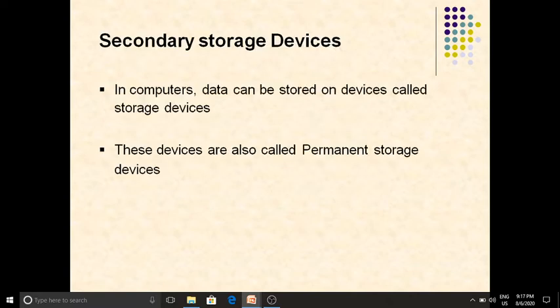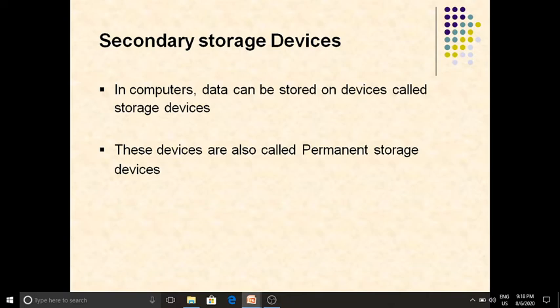Now let us go to the next slide. In this slide we are discussing the topic secondary storage devices. What are the secondary storage devices? We have some secondary storage devices which we already discussed in yesterday's class. In computers, data can be stored on devices called storage devices. These devices are also called permanent storage devices.